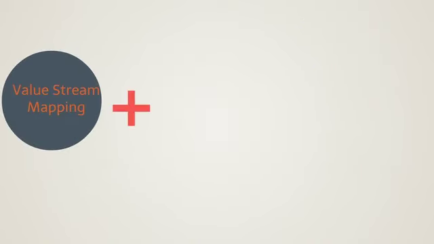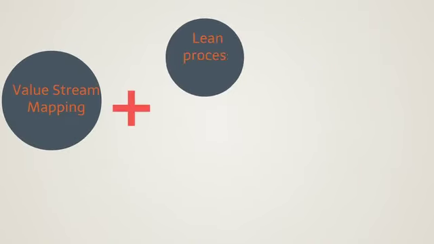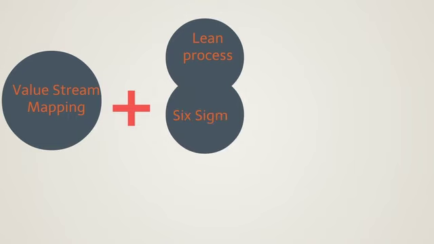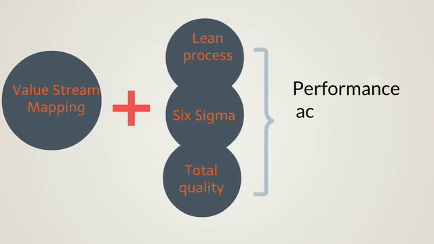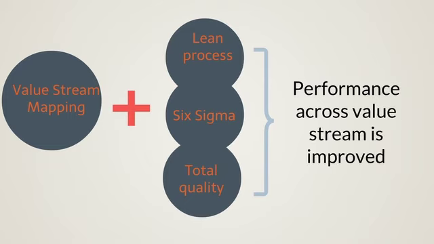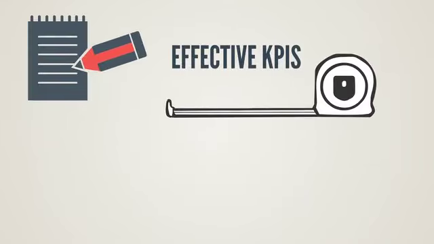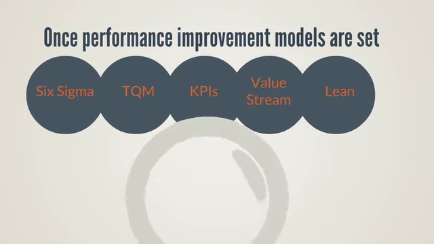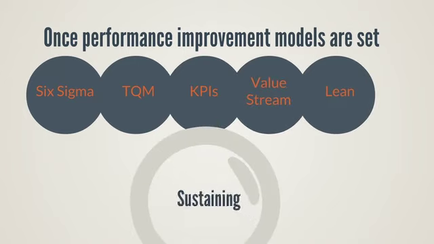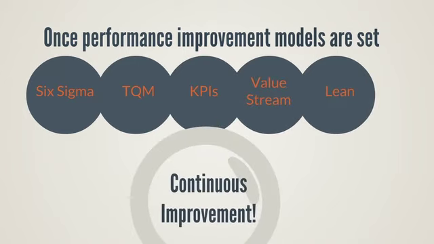Combining value stream mapping with other performance improvement methods such as lean process, Six Sigma, total quality management, etc., will ensure that performance across the entire value stream is improved. But, of course, there needs to be effective KPIs in place to measure against. Once these performance improvement models are set, focus should be put on sustaining these improvements and focusing on continuous improvement.